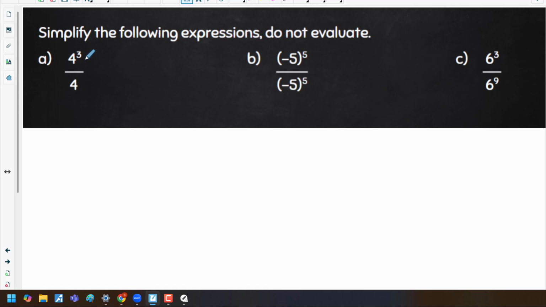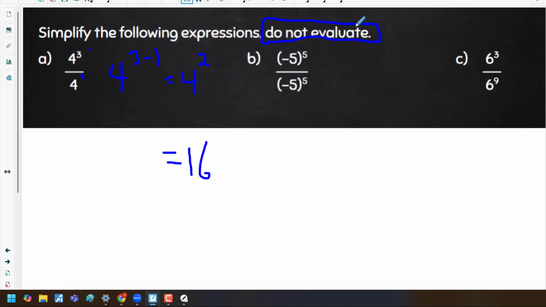So let's continue now. This is going to be 4 to the power of 3, 4 to the power of 1. We are now going to subtract the two numbers. 4 to the power of 3 minus 1. That's 4 to the power of 2. That's it. We're done. It says do not evaluate. What that means is we don't have to find the final numerical answer, which in this case would be 16. That means we do not do 4 to the power of 2 in our calculators.